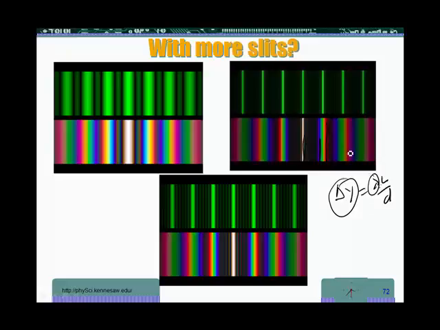Now, the next red is going to be here, the next blue is going to be here, and you get the additions here. That's not going to show you the different colors.